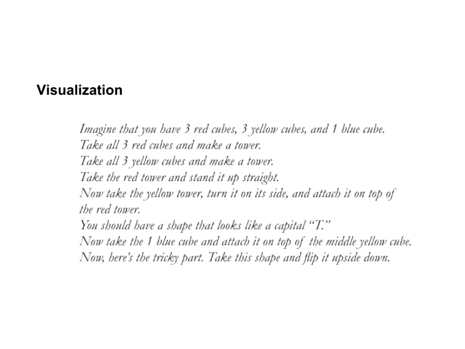Take all three red cubes and make a tower. Take all three yellow cubes and make a tower. Take the red tower and stand it up straight. Now take the yellow tower, turn it on its side, and attach it on top of the red tower. So you should have a shape that looks like a capital T. Now take the one blue cube and attach it on the top of the middle yellow cube. And now, take that shape and flip it upside down.